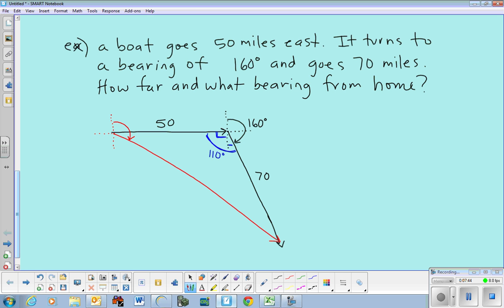So, first part, how long is this red line? The red line we're going to find with the law of cosines. I'll call it x for now. x squared equals 50 squared plus 70 squared minus 2 times 50 times 70 times the cosine of 110. And I'm going to encourage you to pause the video for a moment and solve this law of cosines. And I will solve it and get right back to you.